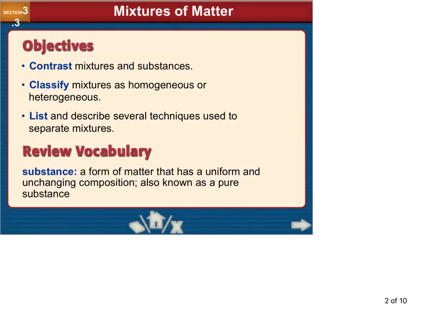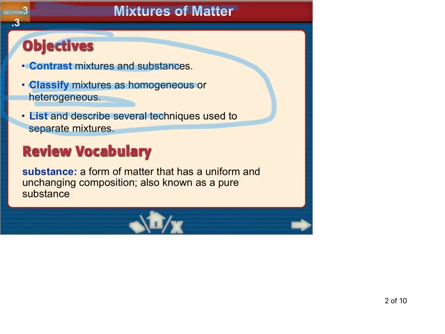You're going to be doing some notes on section 3.3, Mixtures of Matter. Got three objectives. Make sure you understand these, be able to deal with them. Contrast mixtures and substances, classify mixtures as homogeneous or heterogeneous, and list and describe separation techniques.